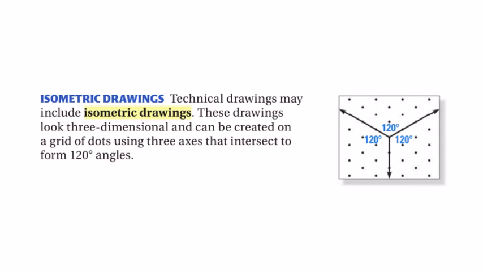Alright, so isometric drawings. Technical drawings may include isometric drawings. These drawings look three-dimensional and can be created on a grid of dots using 3 axes that intersect to form 120-degree angles. So, this can be useful, especially as we enter Algebra 2.